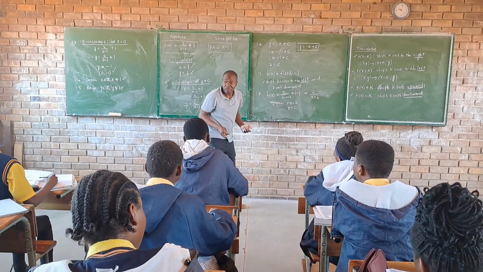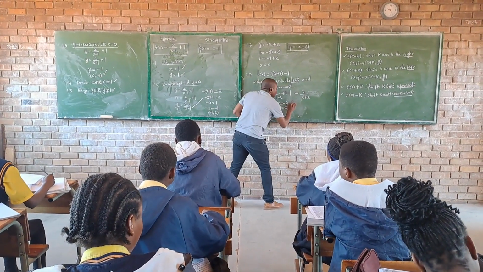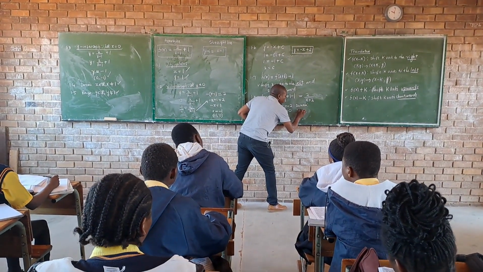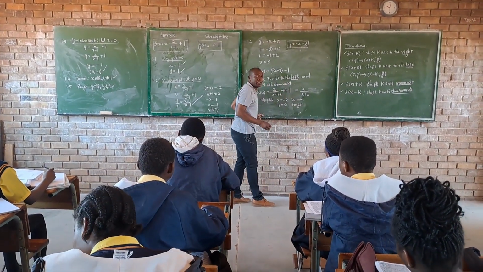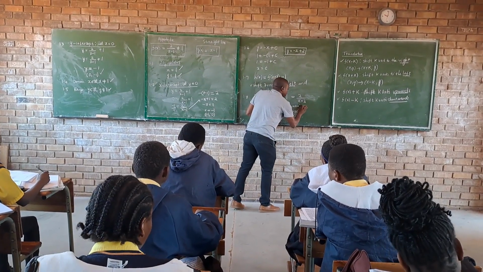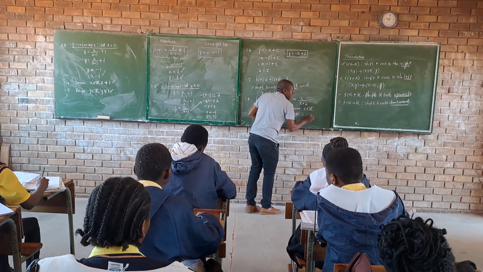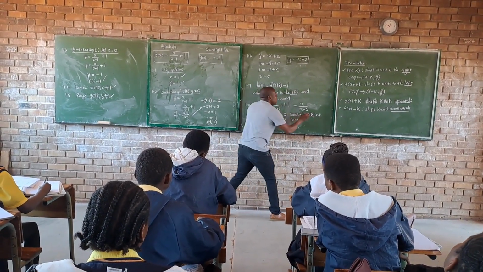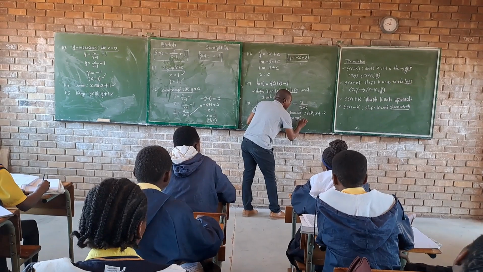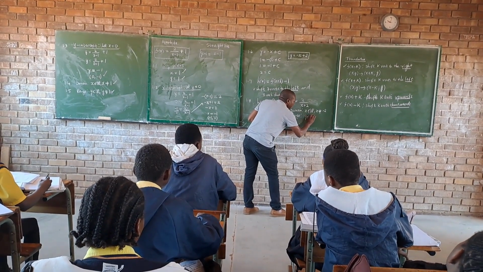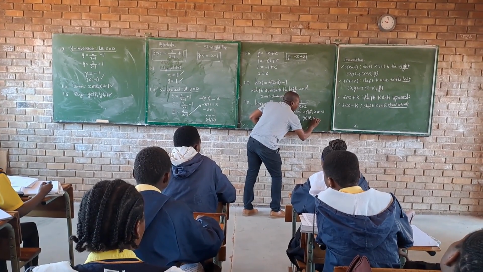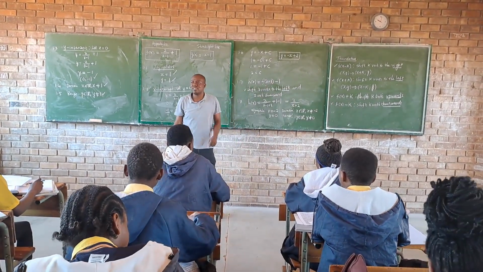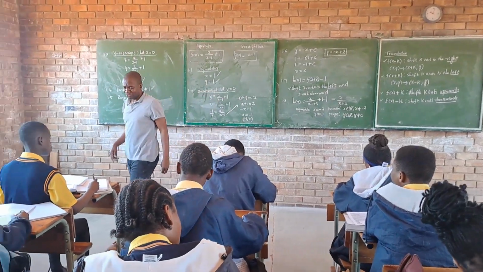Are we done? We have to write down the domain and the range. What is the domain? x is an element of the real numbers and x should not be equal to negative 2. The range is y is an element of the real numbers, and y should not be equal to 0. Guys, are you okay?